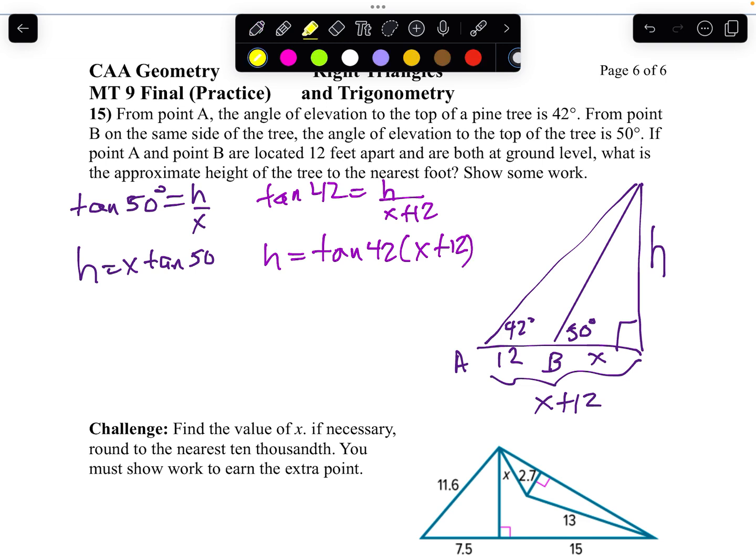Notice both of these equal h. h doesn't change in my two triangles. It's the height. So that means I can use substitution. That is, I know x times the tangent of 50 equals the tangent of 42 times x plus 12. Let's distribute that tangent of 42.